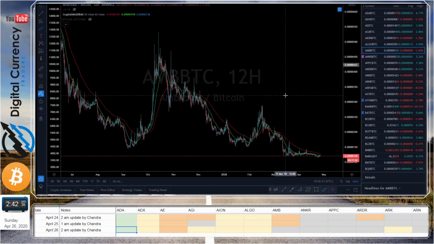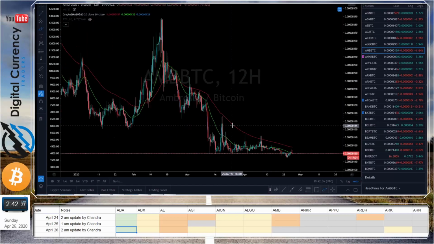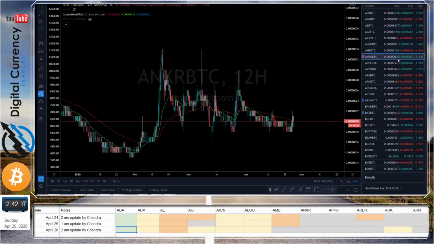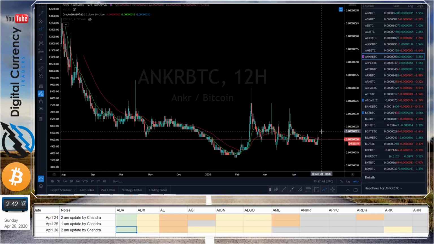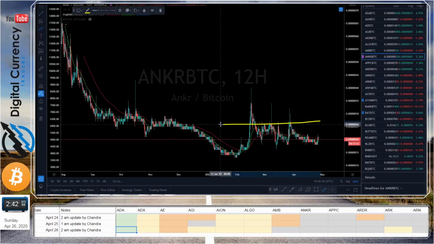And AMB, it was marked as neutral. Yeah, it doesn't have enough of a clear 1, 2, 3. The 12-hour EMAs need some more time. ANKR is also neutral, but this is closer to a 1, 2, 3 breakout pattern here when it gets up above these levels. So it'll be in alert status pretty soon.